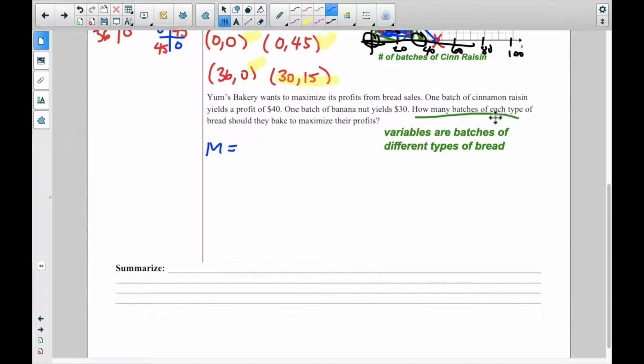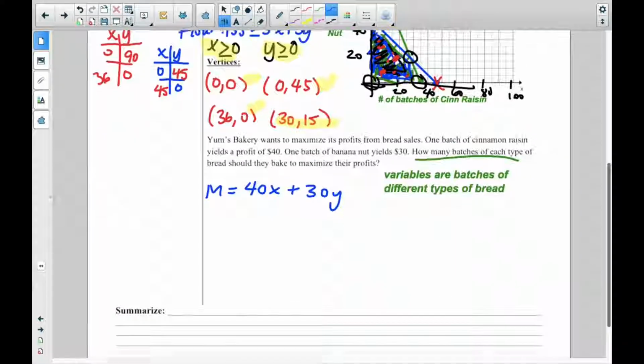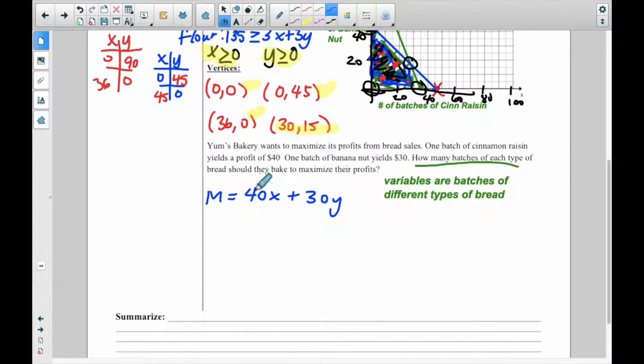One batch of cinnamon raisin, and that was our X, yields a $40 profit. One batch of banana nut yields a $30 profit. And that was our Y. So now I have this equation. Now that I have this equation, I need to plug each of these points into this equation to see which one comes out with the maximum value. So I'm going to take some time to do that.